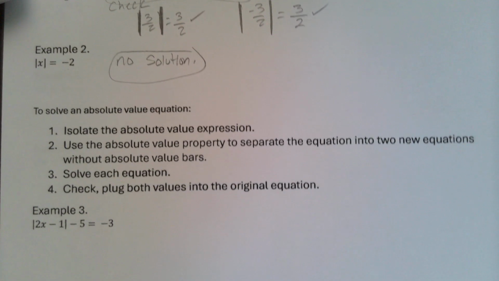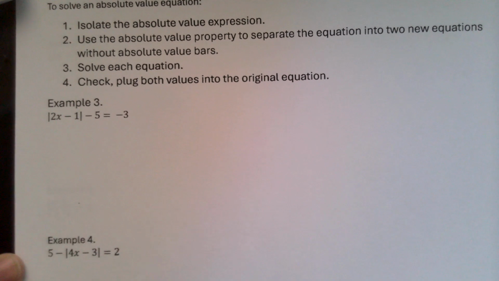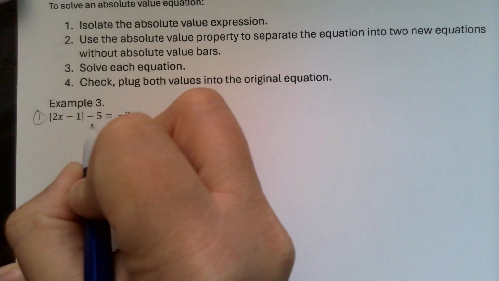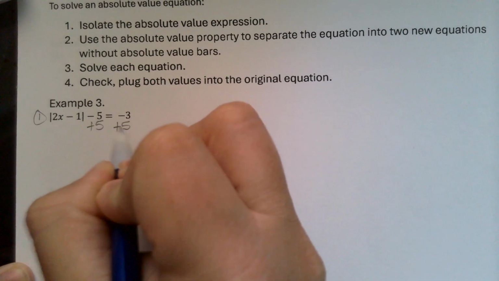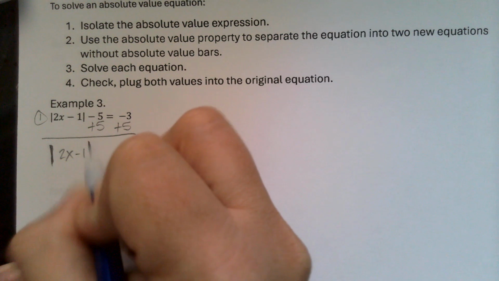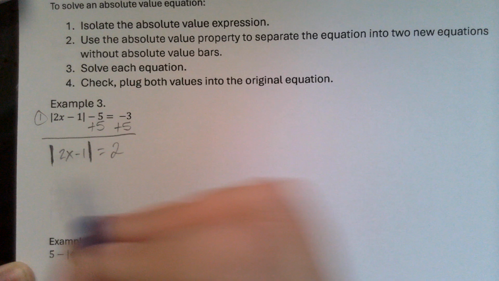Next, solving absolute value equations. We isolate the absolute value expression, use the absolute value property to separate into two equations without absolute value bars, solve, and check. So for our first one, we are equal to a negative, however the bars are not isolated. So let's isolate them first. I'm going to add my 5 over. This gives me the absolute value of 2x minus 1 equals -3 plus 5, which is 2. Now the bars are isolated.